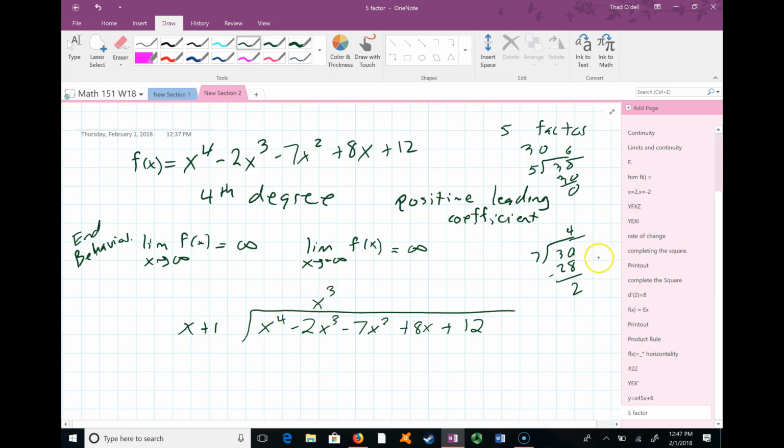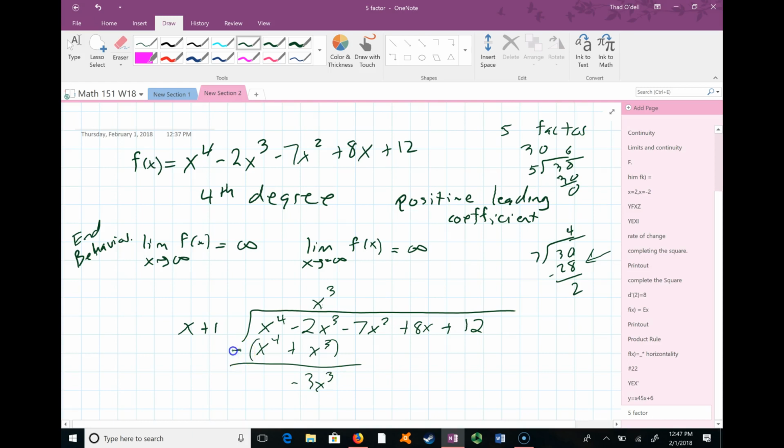So then we're going to do just like the 28 we came up with here. We got that by multiplying 4 times 7. So now we're going to multiply x cubed times that. So x cubed times x would give me x to the fourth, and x cubed times 1 would give me positive x cubed. And just like over here we subtracted 28 from 30, we're going to do the same thing here. We're going to subtract that from that. So x to the fourth minus x to the fourth is, of course, 0. That's why we set it up that way. And then negative 2x cubed minus 1x cubed would be negative 3x cubed.